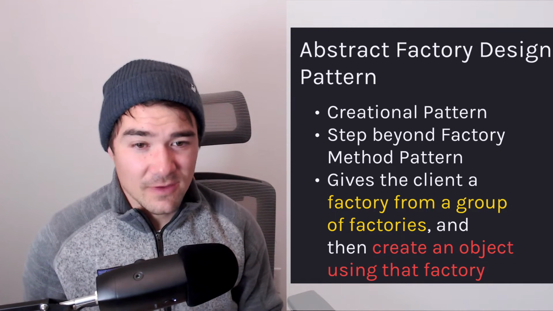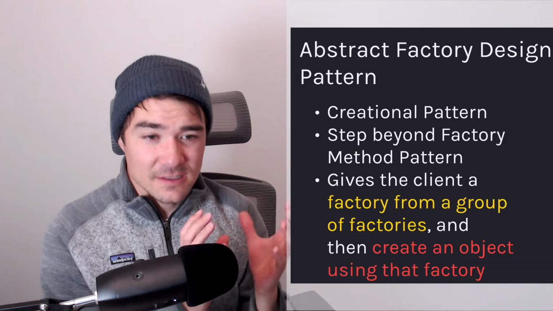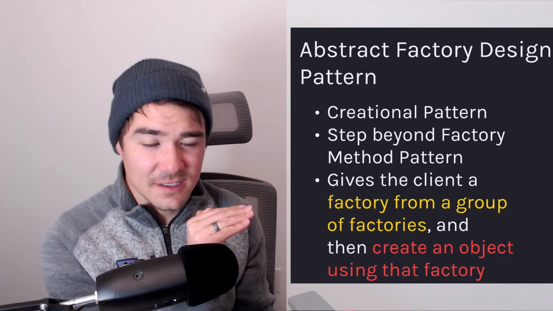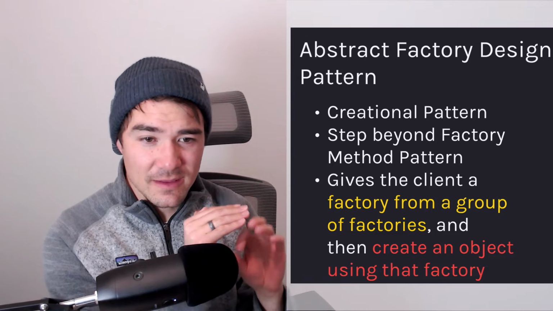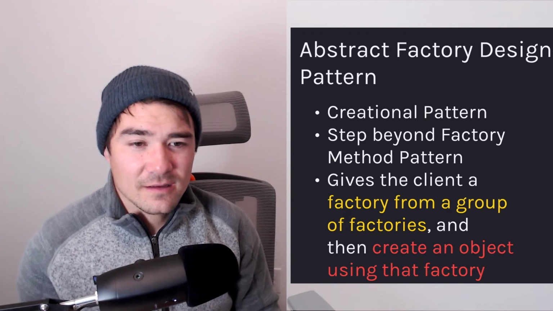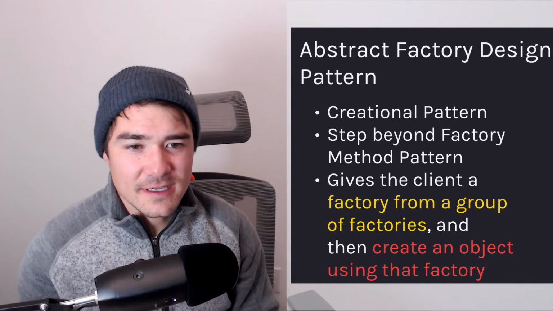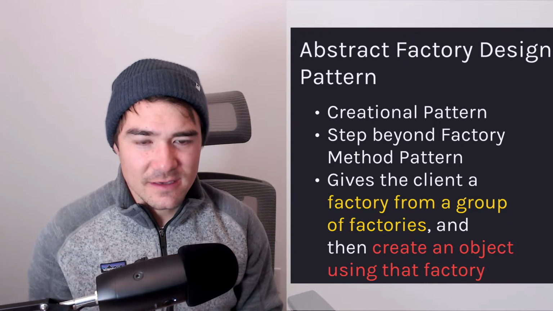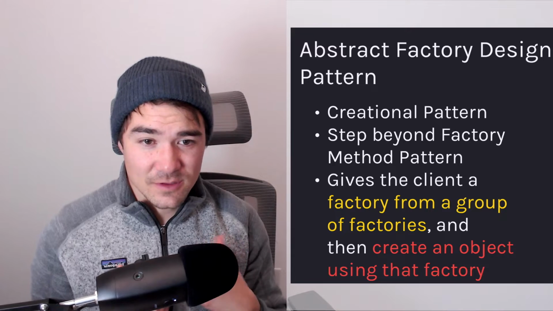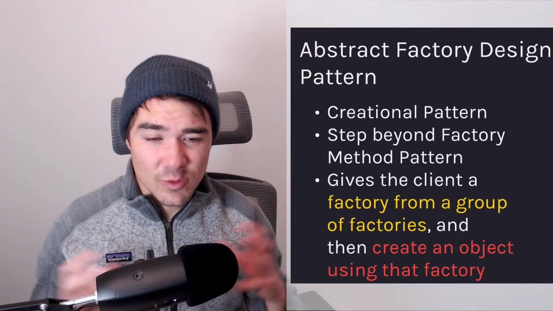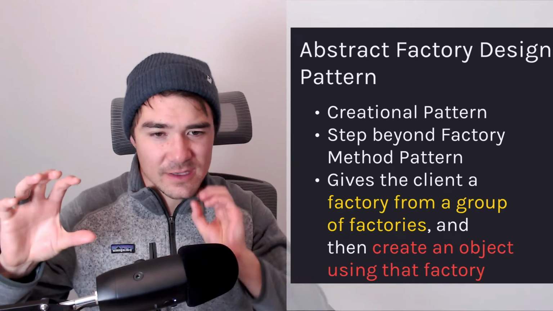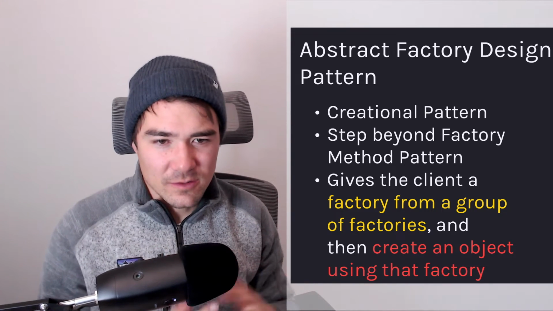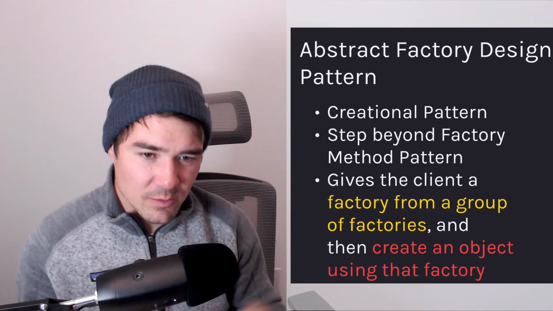Okay, so we need to understand what a factory is. What's a factory? It's a class that can give us objects instantiated, or it could just be a method that calls out to a class that generates the objects for us. So this pattern gives the client, so the caller, a factory from a group of factories. There could be a number of different factories that create different types of objects at runtime, so you're able to choose a factory from a group of factories.